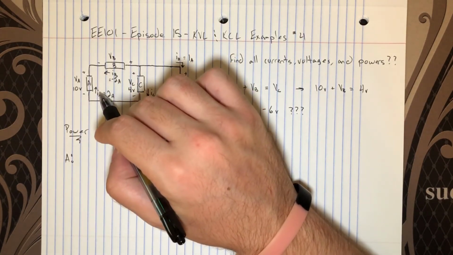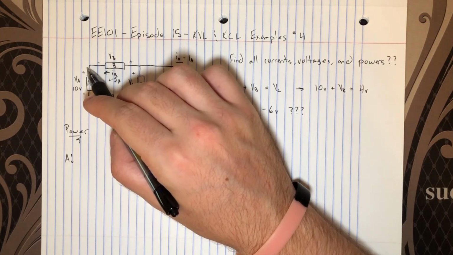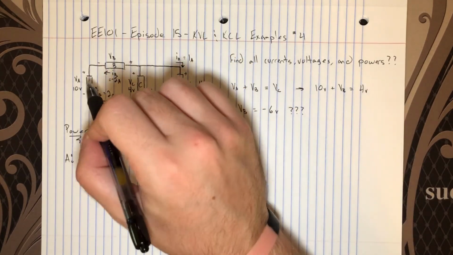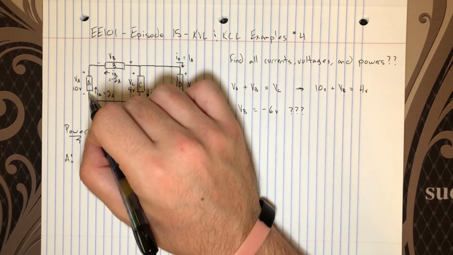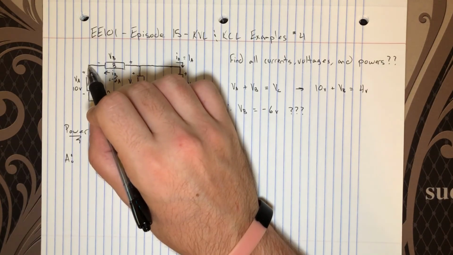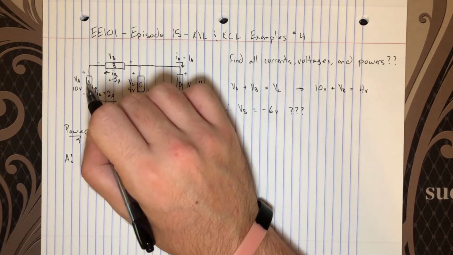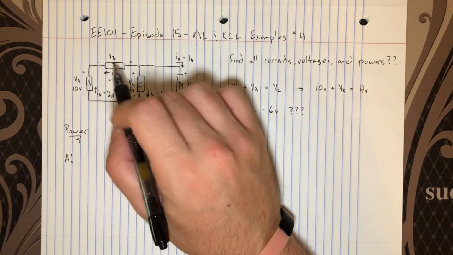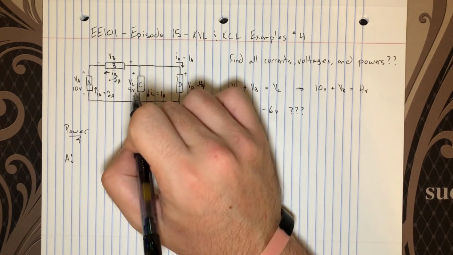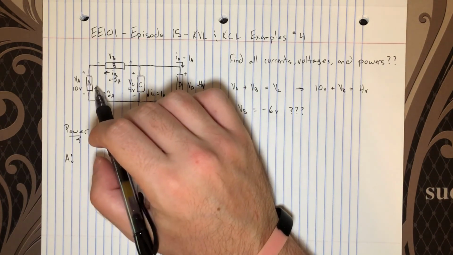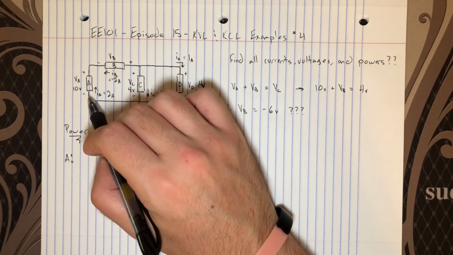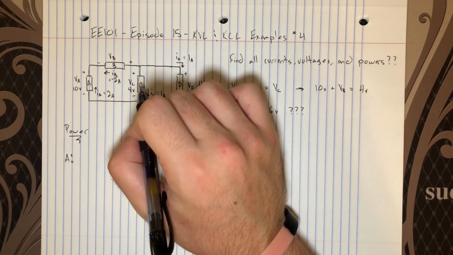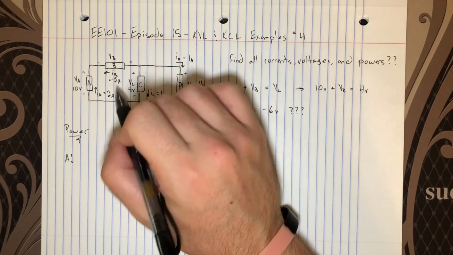So in the case that the current leaves the positive node or the positive terminal of an element, that element is sourcing power. So if you see the current leaving the positive node, entering the minus node, that's a source. And at the same time, if you see the current entering the positive node, that's passive. So again, leaving positive or entering minus, that's a source. And if you see it entering positive or leaving minus, that's passive.